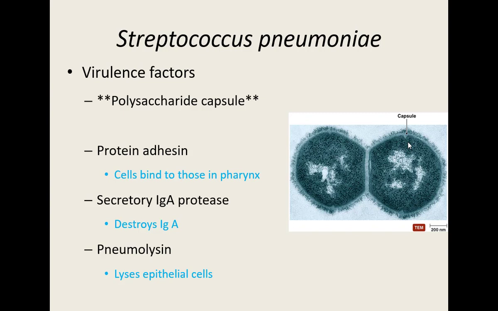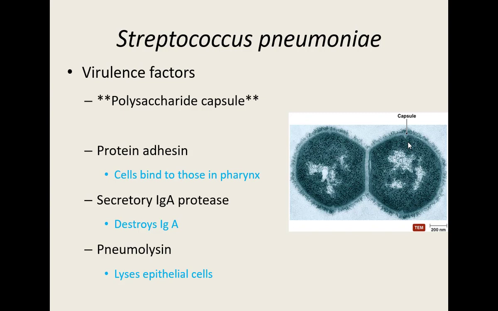It also makes a protein adhesion to help it stick, because before bacteria can reproduce, they first have to find a home. They can make an enzyme called secretory IgA protease. It's an enzyme, it ends in -ase. There were 5 different antibodies. Remember, we just got done with our immune system. There was IgA, there was IgM, IgG, IgD, what am I forgetting? IgE.